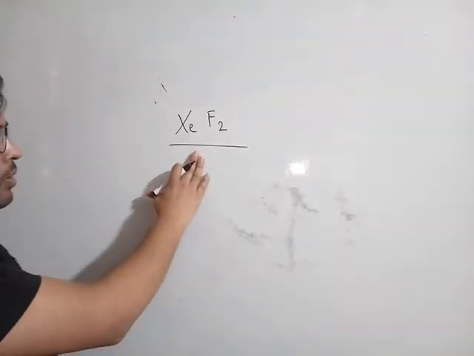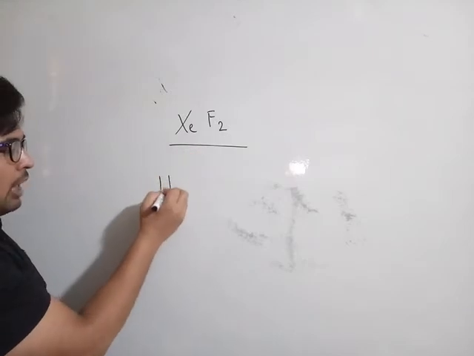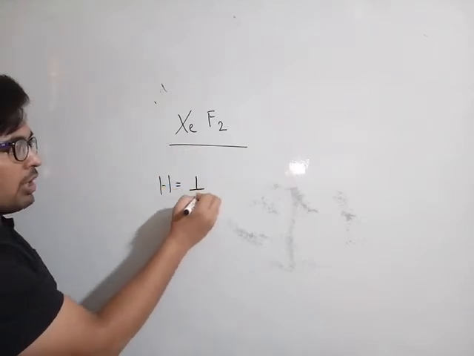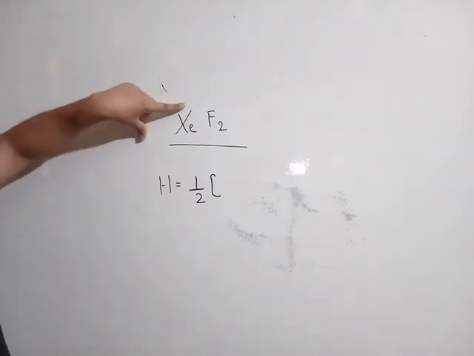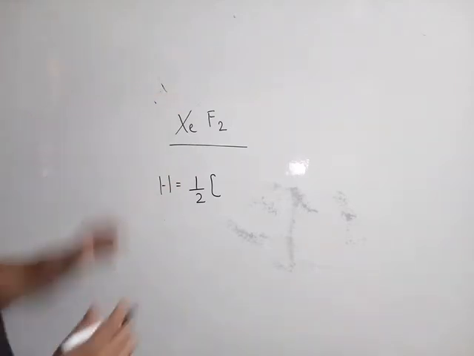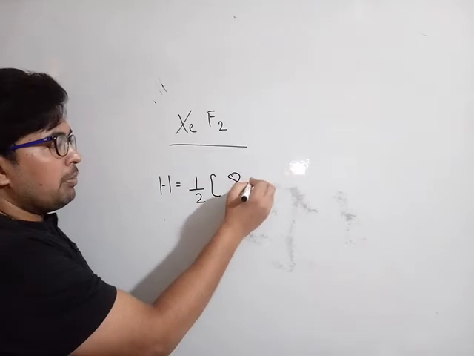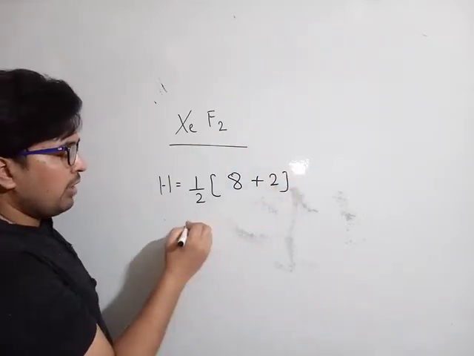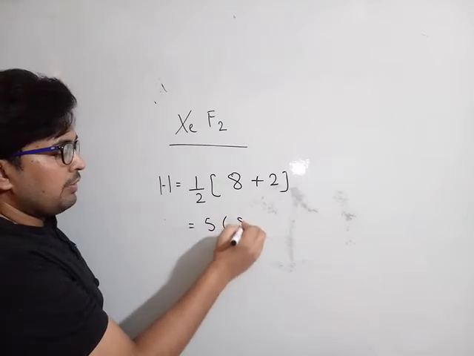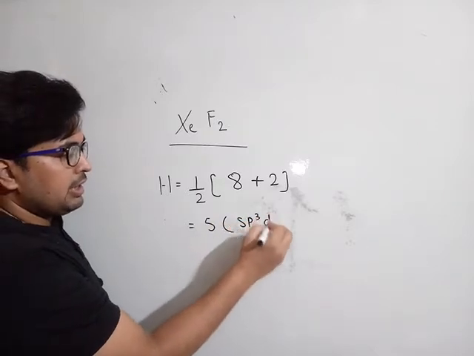Okay, first we'll start from XeF2. If I check the hybridization state, what is the formula? H = 1/2 (number of valence electrons on the central atom plus number of monovalent atoms). So Xe is the element of 18th group, so outermost electrons will be 8 plus number of monovalent atoms, so it is 2. So if I check here, value of H is 5. So the case will be sp3d.